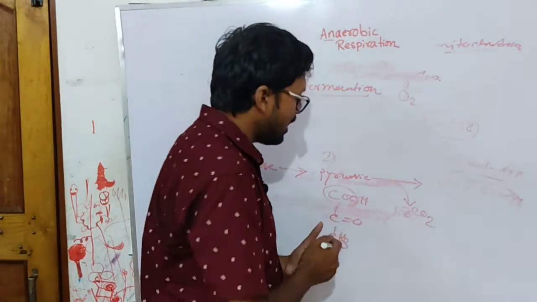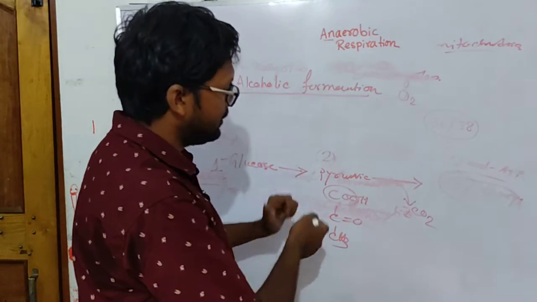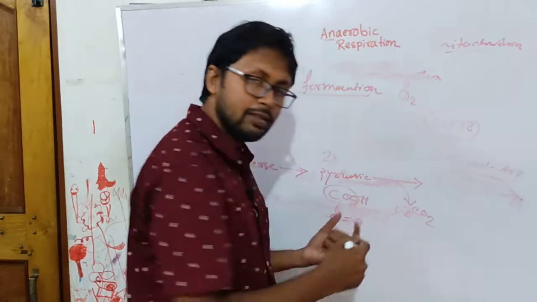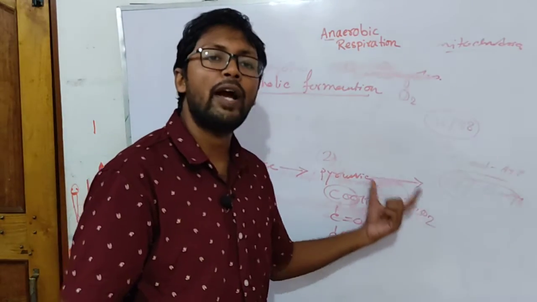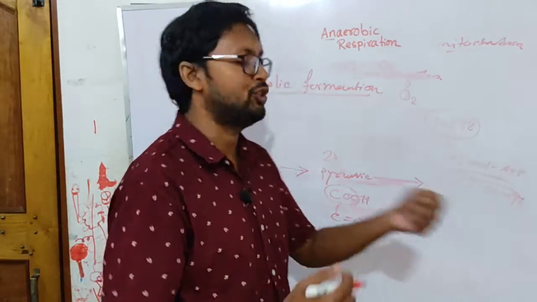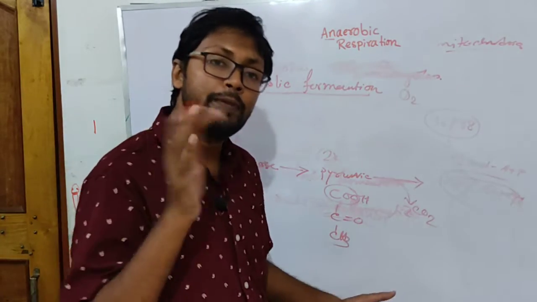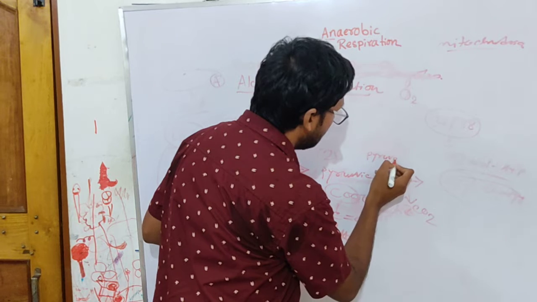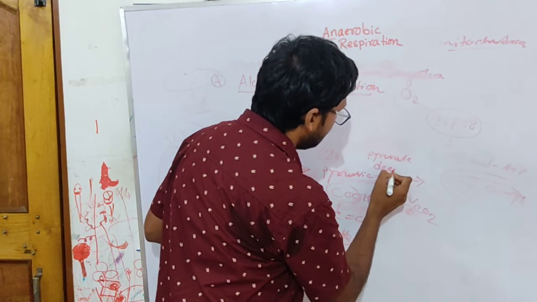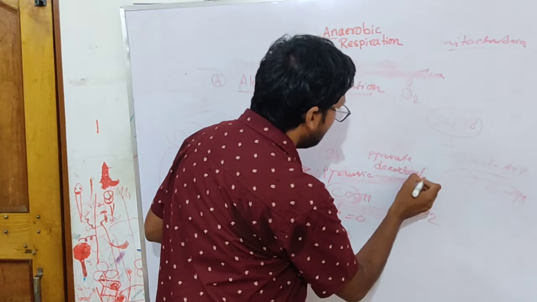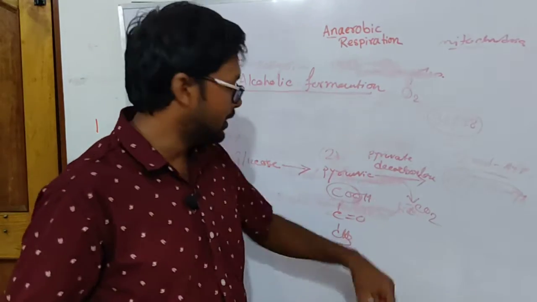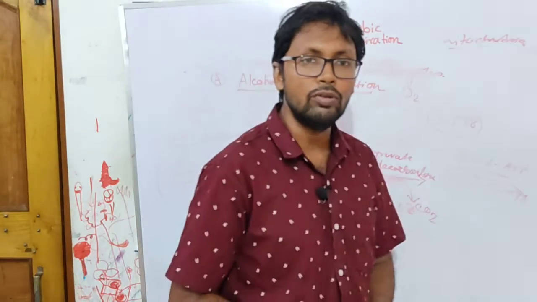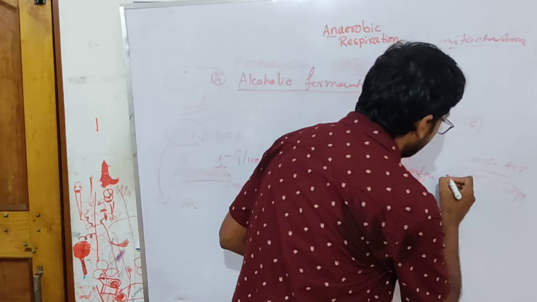2 carbon dioxide released, and from pyruvic acid, इसका एंजाइम का नाम है पायरुवेट डिकार्बोक्सिलेज. सो पायरुवेट डिकार्बोक्सिलेज भी साइटोसॉल में होता है. So from pyruvate decarboxylase, pyruvic acid will be converted into what? Acetaldehyde.